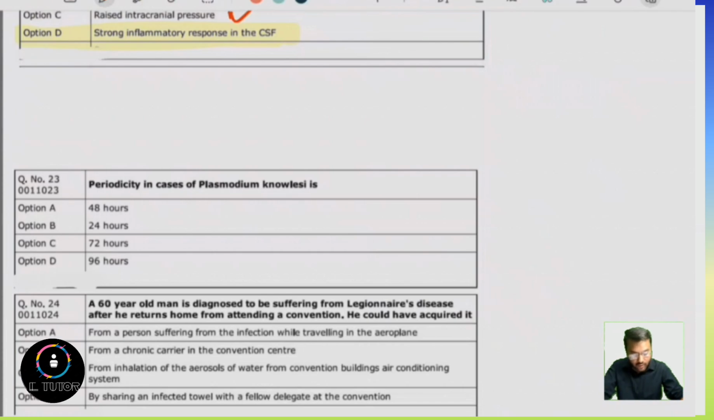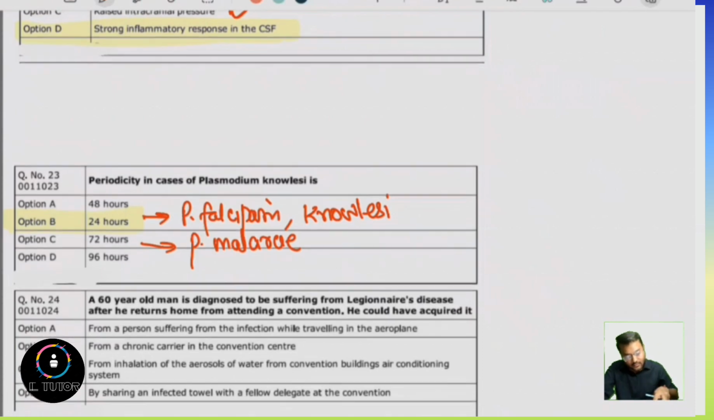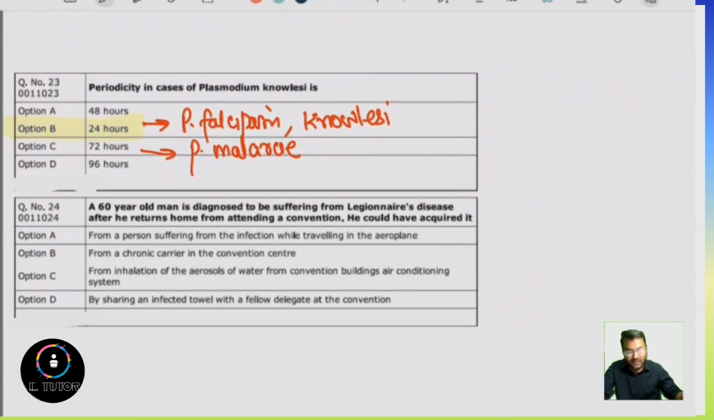Periodicity in case of Plasmodium knowlesi is. So Plasmodium knowlesi is the fifth type of Plasmodium which causes malaria, and periodicity is similar to Plasmodium falciparum, which is 24 hours. So the answer here will be option number B, 24 hours. So for Plasmodium falciparum and knowlesi, for both periodicity will be 24 hours, and if we talk about the other, then Plasmodium malariae will have periodicity of 72 hours. The answer here will be option number B, 24 hours.